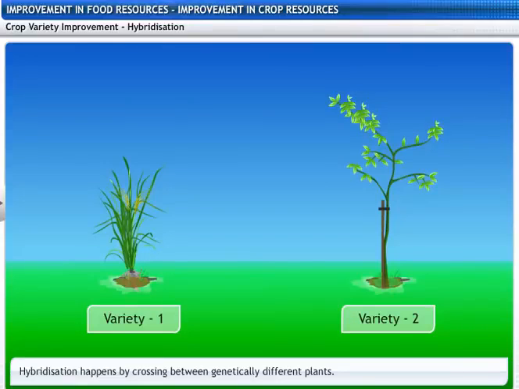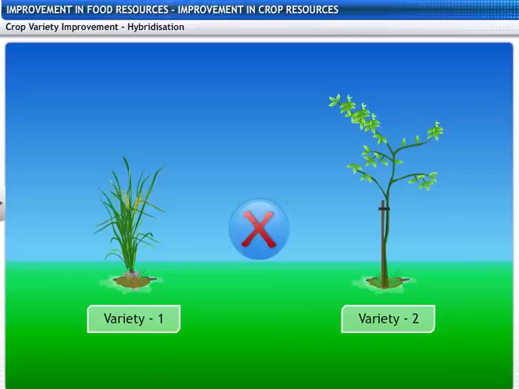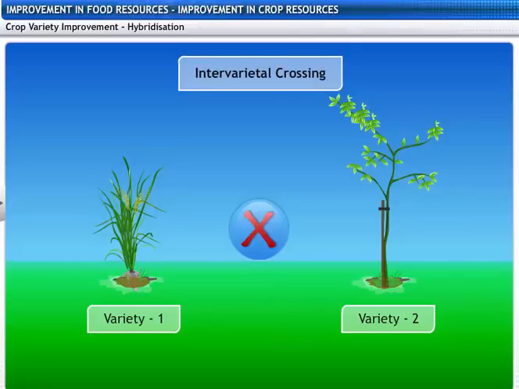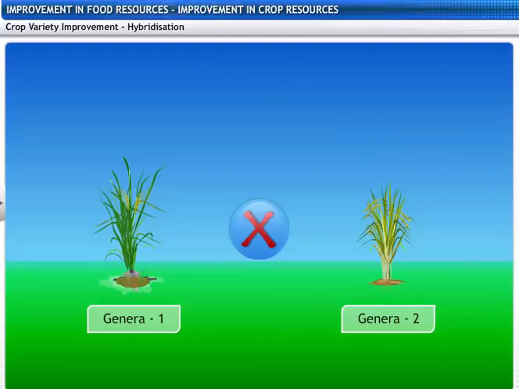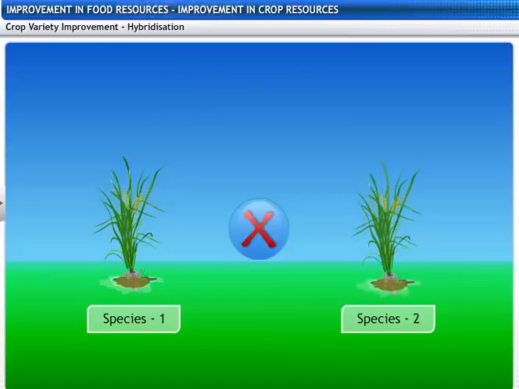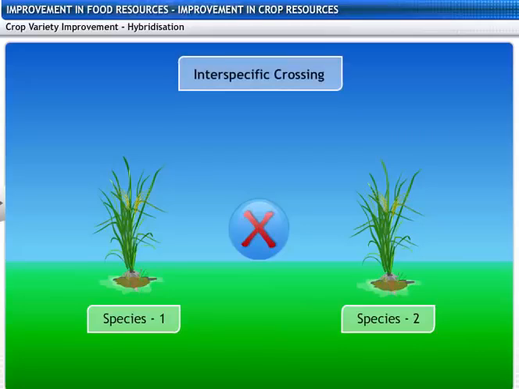Hybridization happens by cross-breeding genetically different plants. This crossing may be between two different varieties, known as intervarietal crossing, between two different genera, known as intergeneric crossing, or between two different species, known as interspecific crossing.